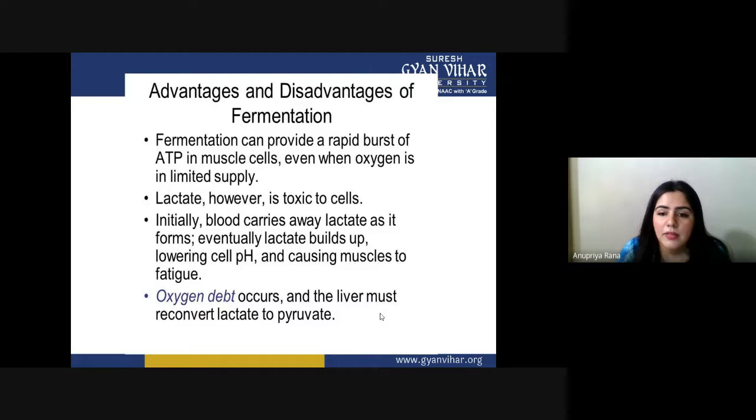Oxygen debt occurs, and the liver must reconvert lactate to pyruvate. So as oxygen comes in, the liver has to reconvert the lactate to pyruvate. Otherwise, that is not healthy. Lactate production is not healthy at all, but it is sometimes necessary when oxygen is deficient in the body. It should not be present all the time, so it has to be converted back into pyruvate, because converting pyruvate to ATP is a healthy process, and that is what we need inside the body.